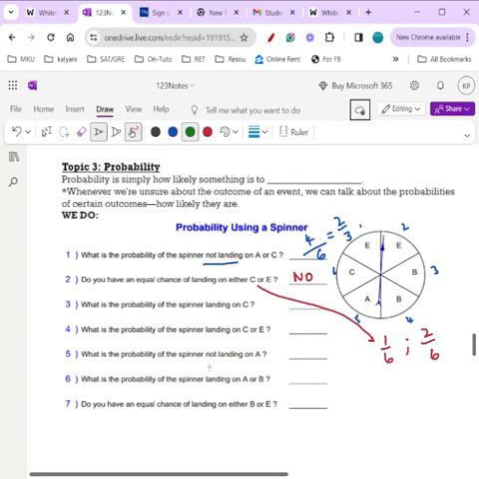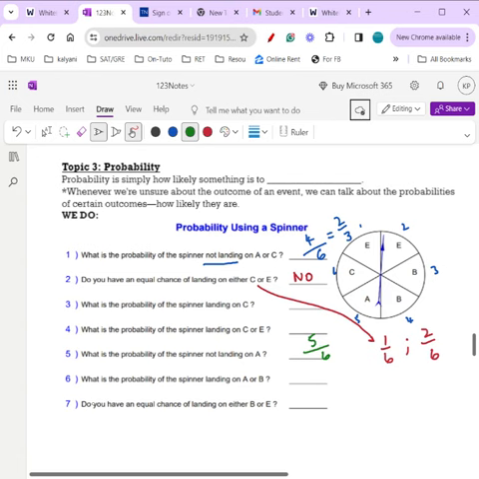I'll skip a couple of these so you can work on the other ones. What is the probability of not landing on A? If I don't want to land on A, what are the other ones? 1, 2, 3, 4, 5. So not landing on A is 5 out of 6. Like that. Just read the question, look at the picture, and put the answers out there.